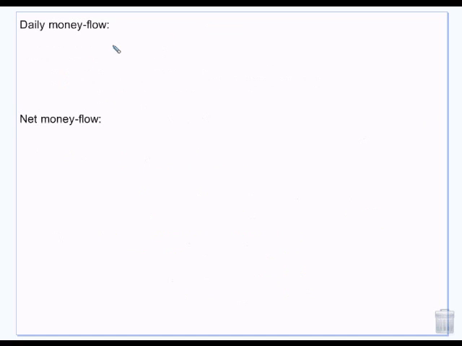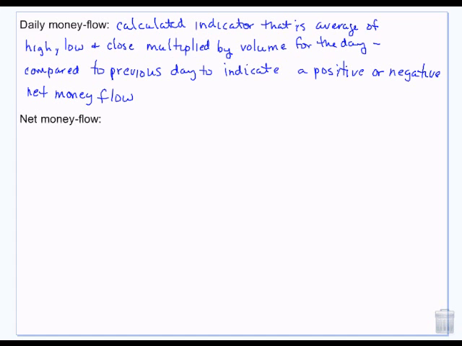All right, daily money flow, it's calculated. The way they calculate the daily money flow, they take the high and the low and the close, add them together and divide by 3. That's the average. And then they multiply it by the volume. So we have high plus low plus close divided by 3 times volume. That would be your formula for that.